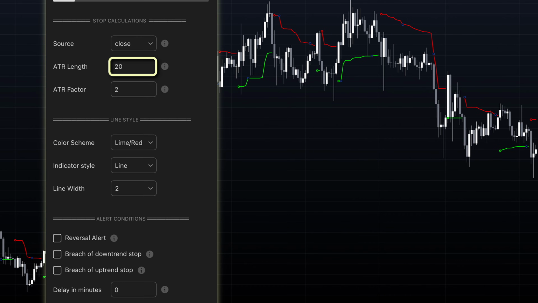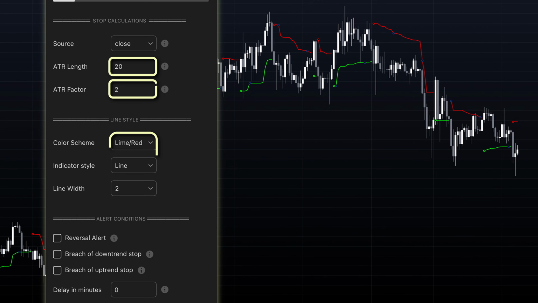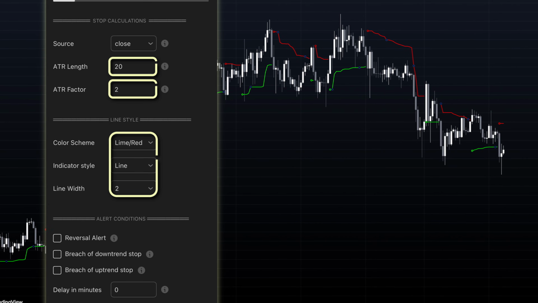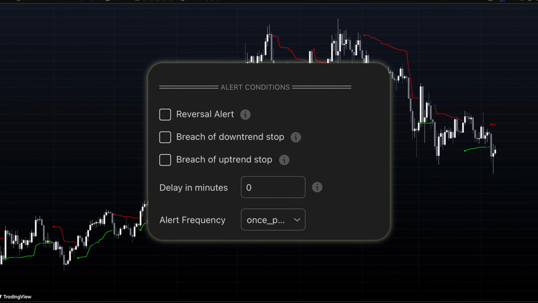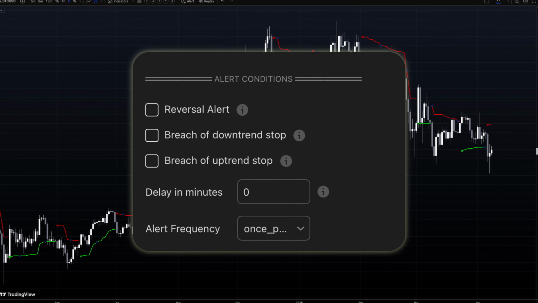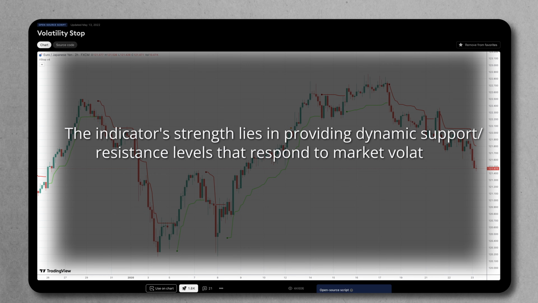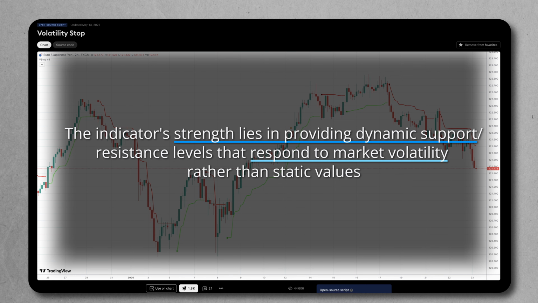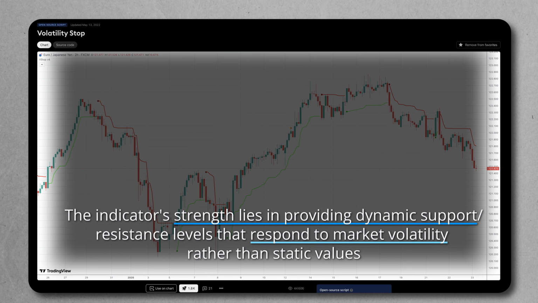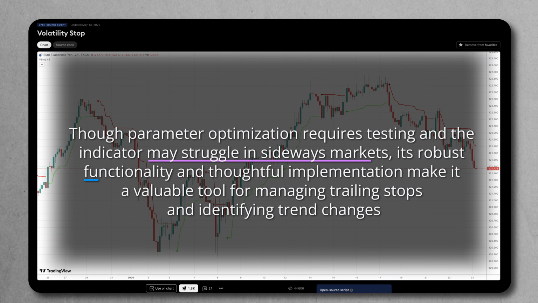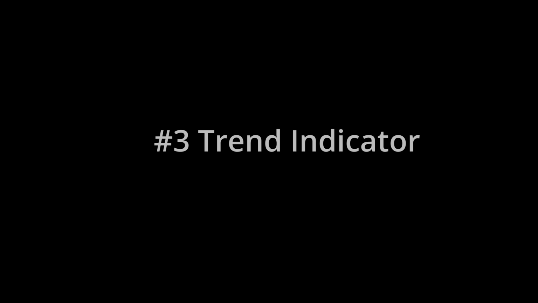The implementation includes customization options for ATR length, multiplier factor, visual styles, and various alerting conditions that can incorporate time-based confirmation delays. The indicator's strength lies in providing dynamic support resistance levels that respond to market volatility rather than static values. Though parameter optimization requires testing and the indicator may struggle in sideways markets, its robust functionality and thoughtful implementation make it a valuable tool for managing trailing stops and identifying trend changes.